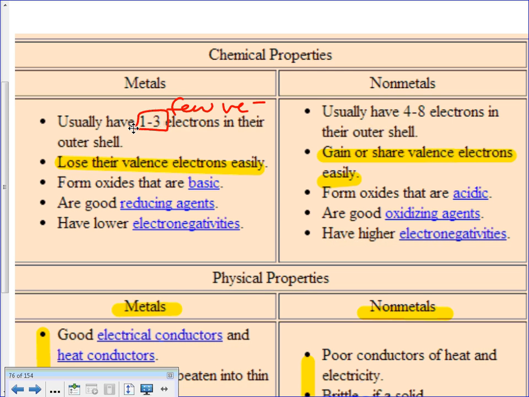Why does this matter? Who heard the word octet or learned a little bit about octet in the video? Octet means 8 electrons in their outer shell. We're going to get to that in a second. Octet is a happy atom, okay? A happy atom has 8 electrons in its valence shell. And we're going to get into valence electrons in just a second.